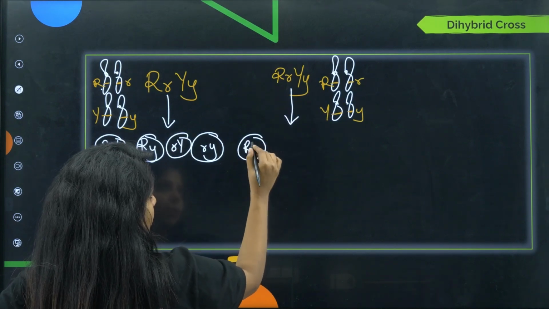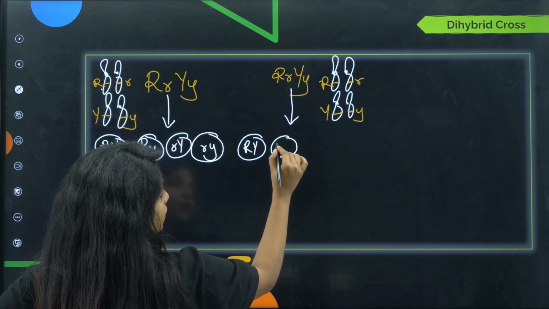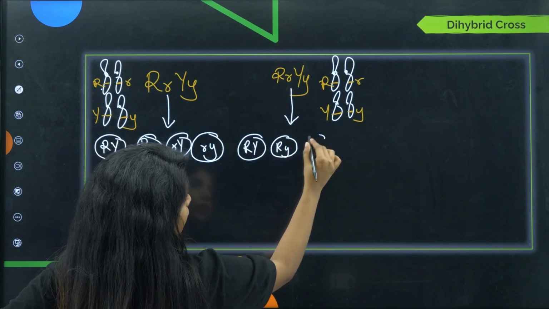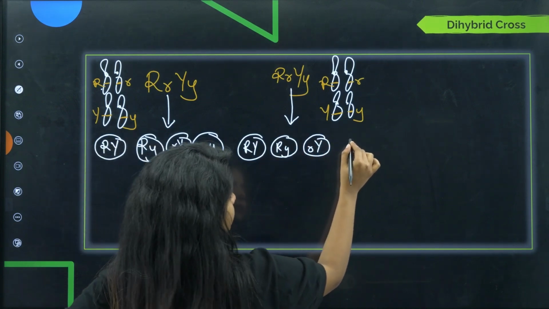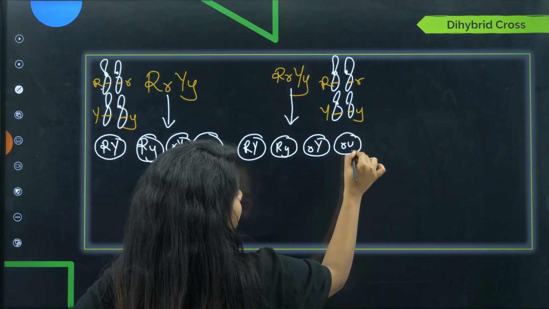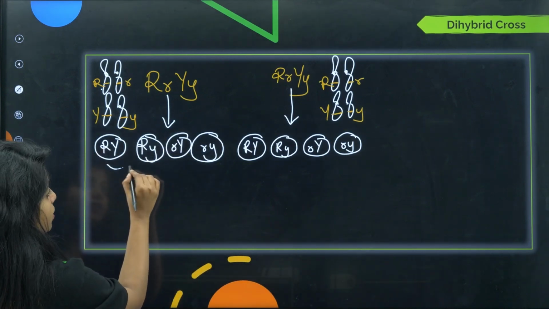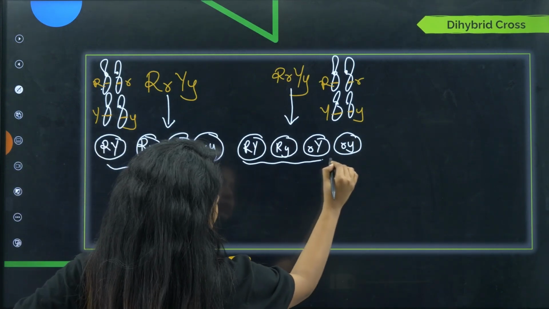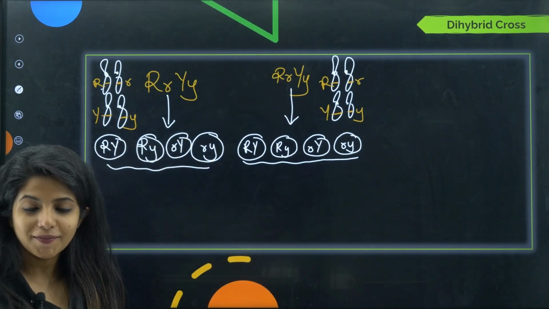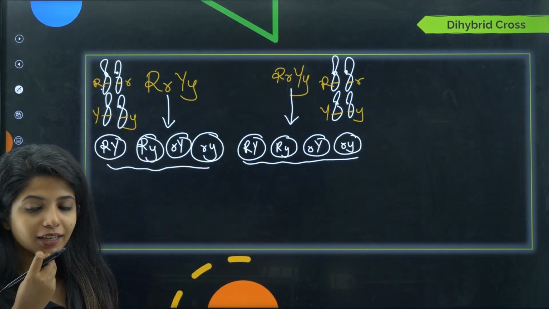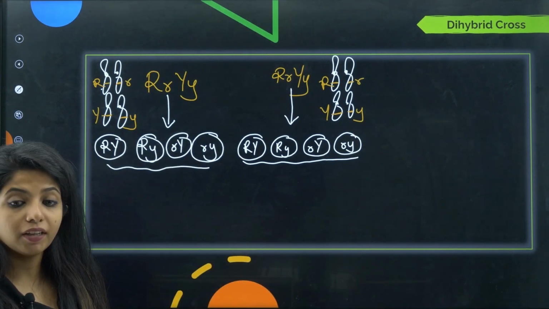So capital R, capital Y; capital R, small y; small r, capital Y; and small r, small y. We have 4 types of gametes. 4 types of gametes, children. Please remember this.